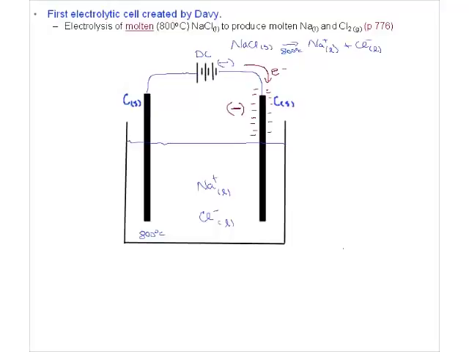So if that piece of carbon becomes negative, what's going to happen here is it's going to attract the positive ions in the solution. So on that particular electrode, that graphite electrode, what we're going to see is the reduction of sodium to produce sodium metal, which is going to be in the liquid state because it's going to be very, very hot. Okay, so sodium metal in the liquid state.